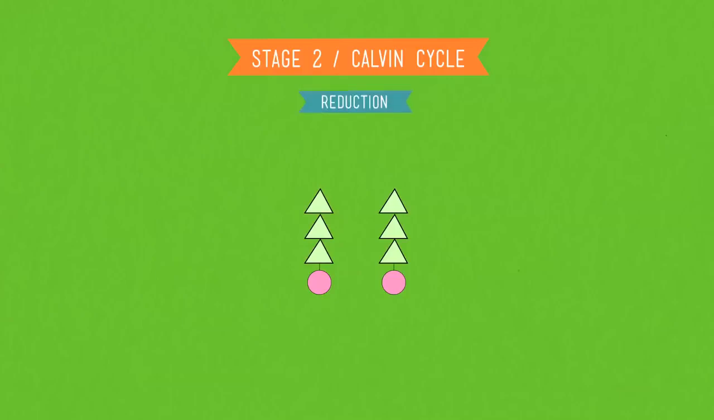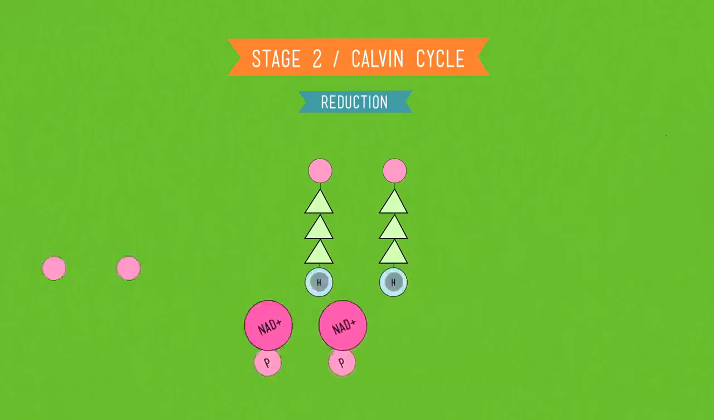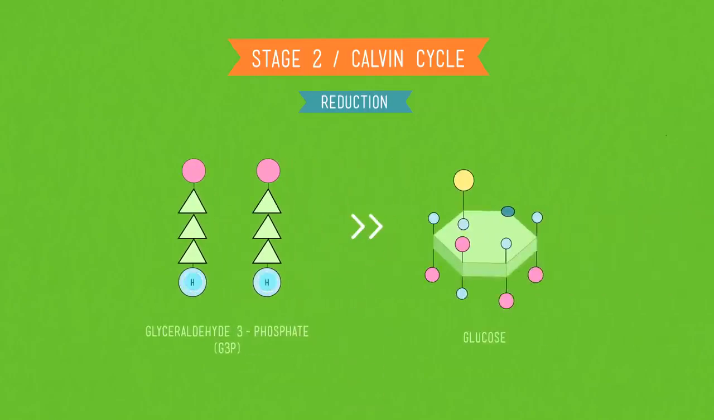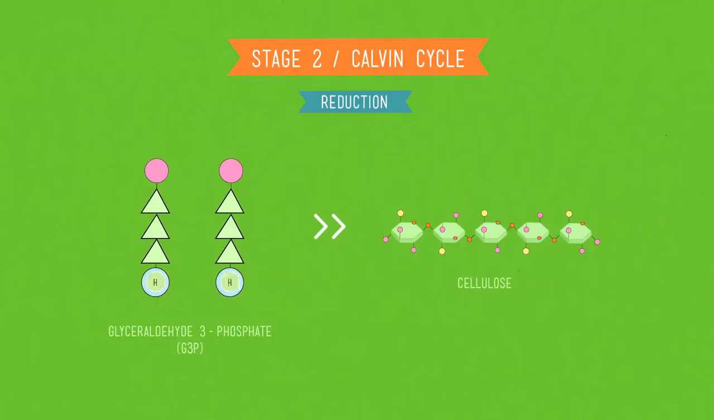Reduction. Here, we need some energy, so some ATP slams a phosphate group onto the 3-phosphoglycerate, and then NADPH pops some electrons on, and voila! We have 2 molecules of glyceraldehyde 3-phosphate, or G3P. This is a high-energy, 3-carbon compound that plants can convert into pretty much any carbohydrate, like glucose for short-term energy storage, cellulose for structure, starch for long-term storage. And because of this, G3P is considered the ultimate product of photosynthesis.